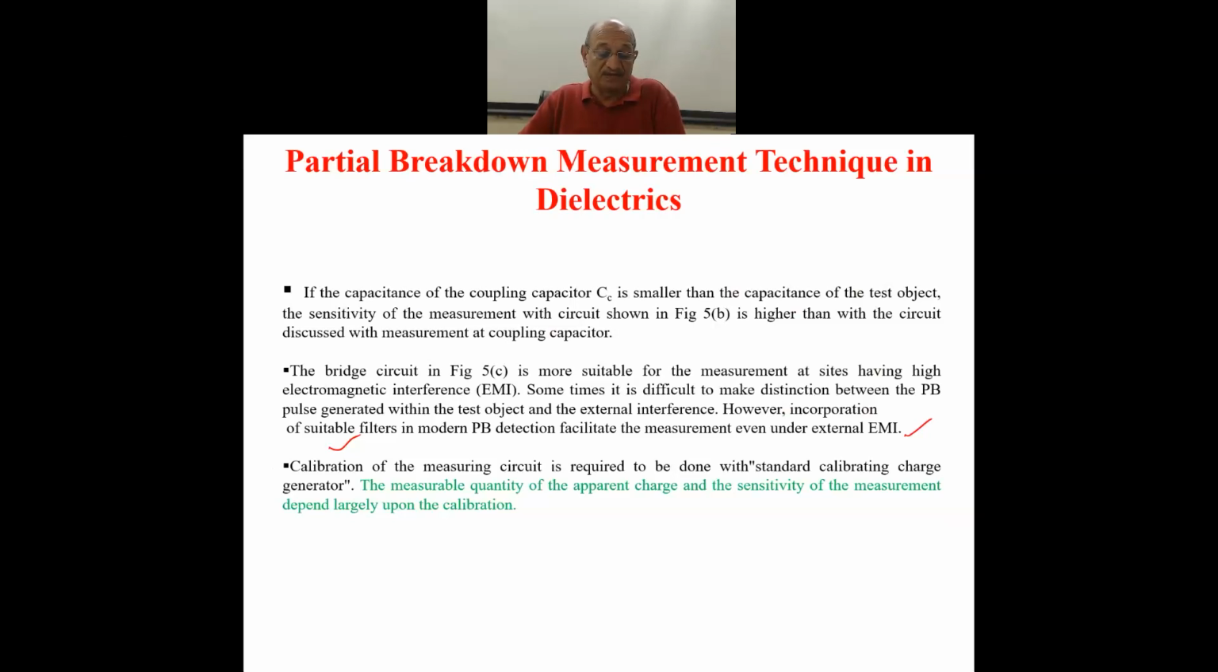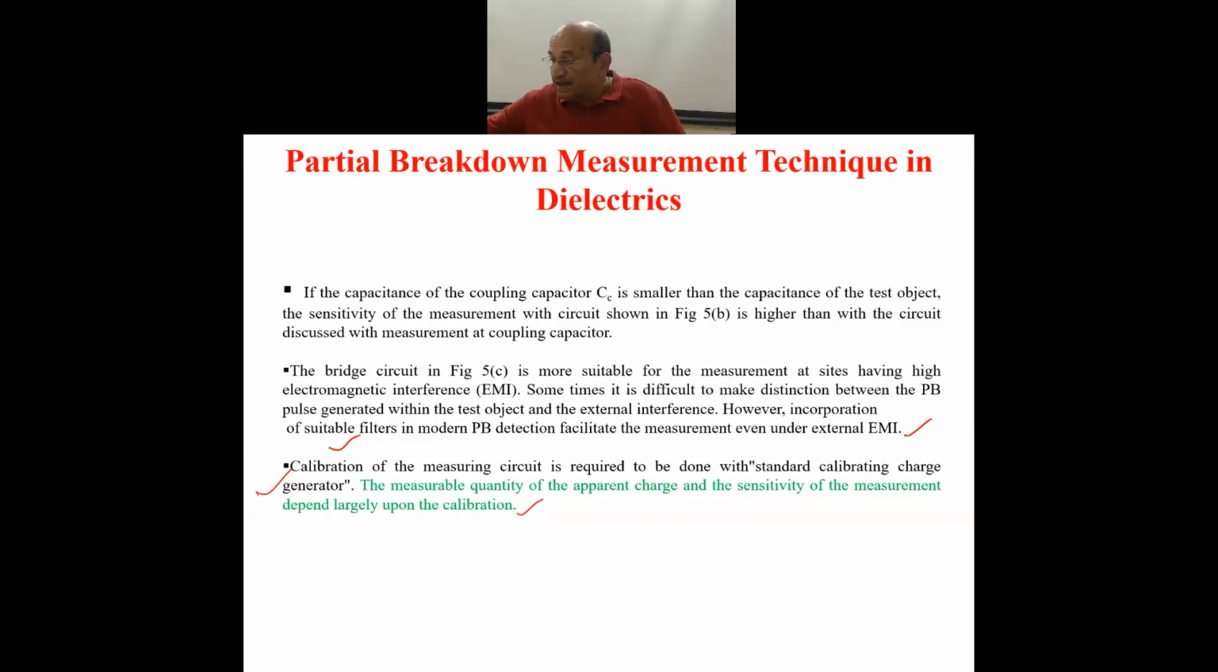Calibration of the measuring circuit is required to be done with a standard calibrating charge generator, as we have discussed, and the measurable quantity of apparent charge and the sensitivity of the measurement depend largely upon the calibration. So this is what we have already discussed, and I hope I have made my points clear. And of course, if not clear, we should read from the books.